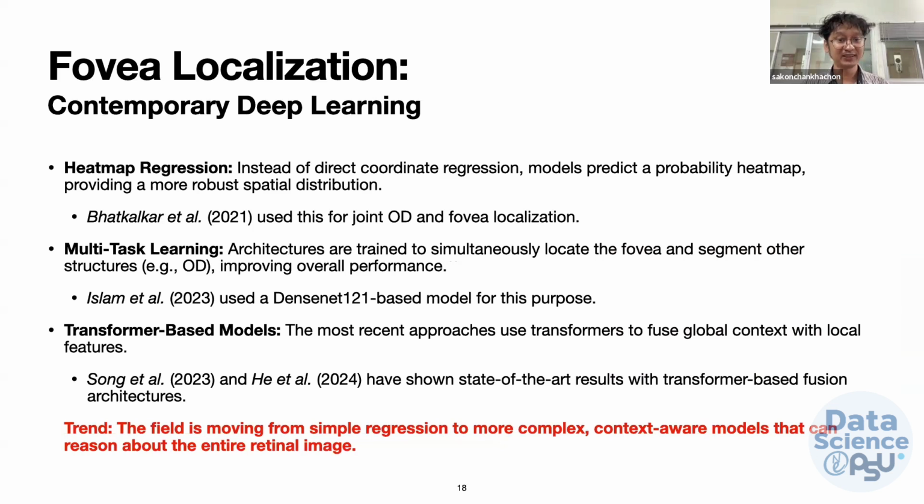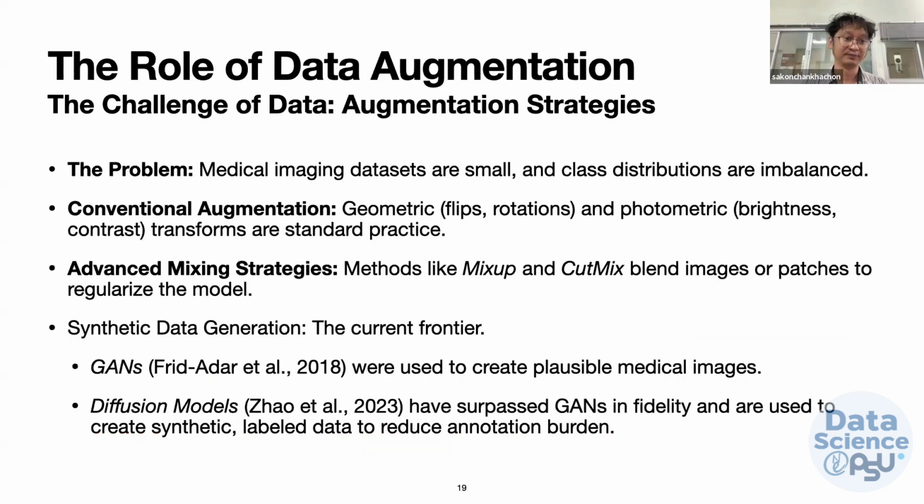Contemporary deep learning approaches have proven to be much more robust. For example, heatmap regression, where the model predicts a probability map of the fovea location, is a common technique. Multi-task learning, where the model is trained to segment other structures, has also been shown to be effective. The most recent and successful approaches use transformer-based models to fuse global context with local features. The trend in this area is to move away from simple regression and towards more complex context-aware models.